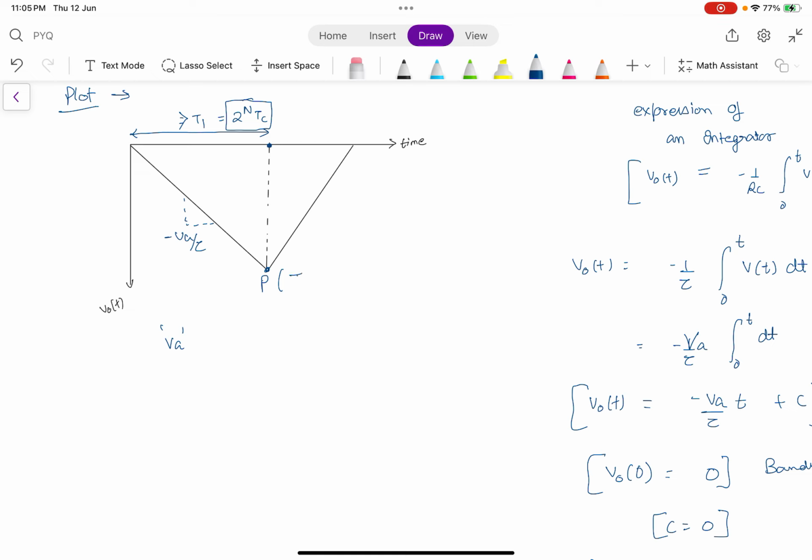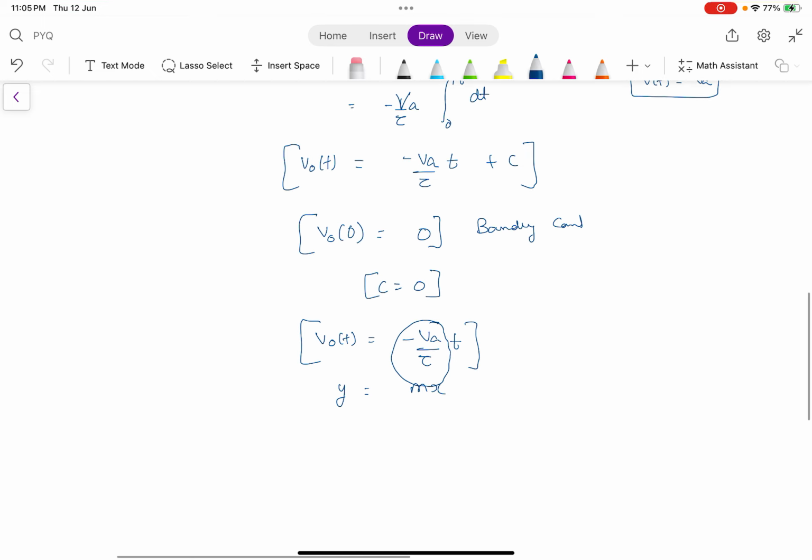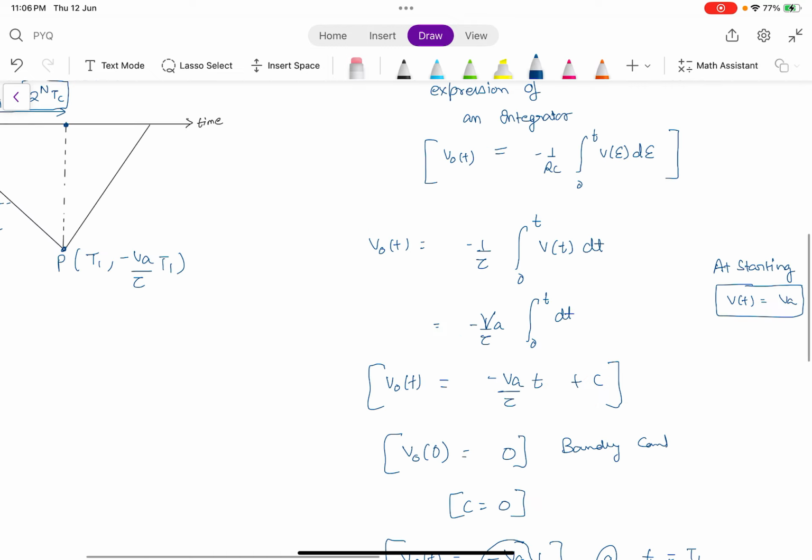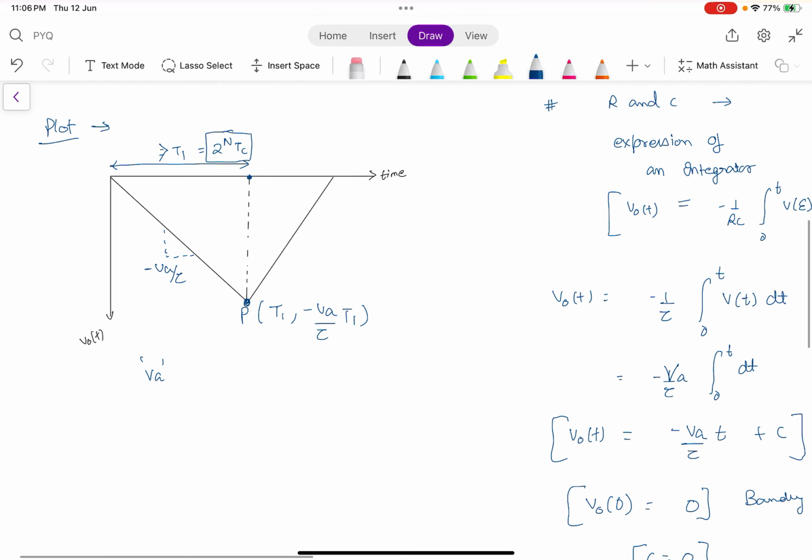So if x-axis is T1, the y-axis comes out to be, put the value at T1, minus Va over tau T1. If you put T equals T1, your output V naught of T1 is minus Va over tau T1. Your point is T1 comma minus Va over tau T1.